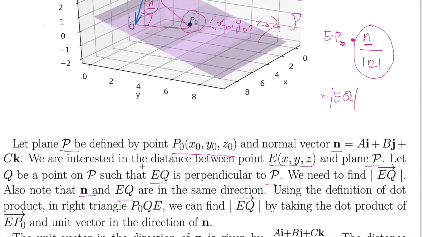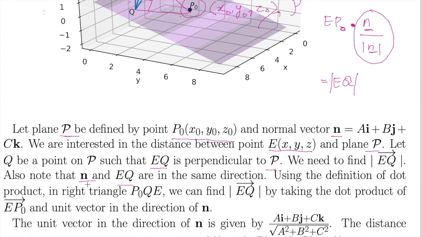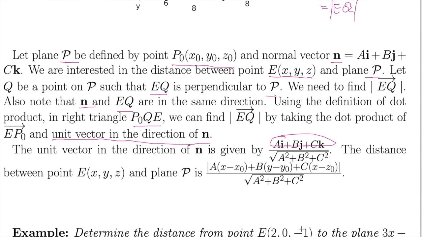Okay, so just read through it. Using the definition of dot product, in the right triangle P0, Q, E, we find the magnitude of EQ by taking the dot product of EP0 and the unit vector in the direction of n. Now what is the unit vector in the direction of n? This is nothing but n itself divided by the magnitude of n. And this is just a scalar here.